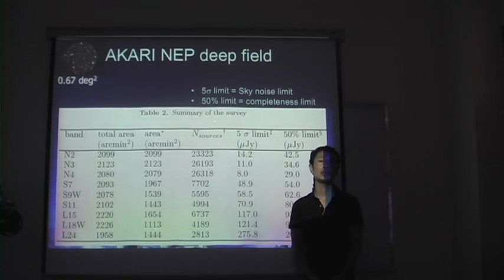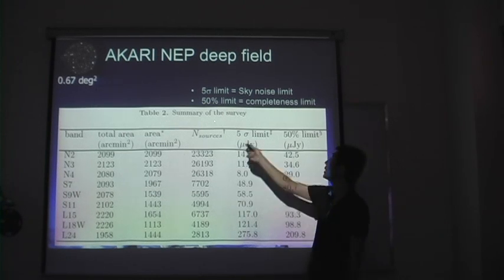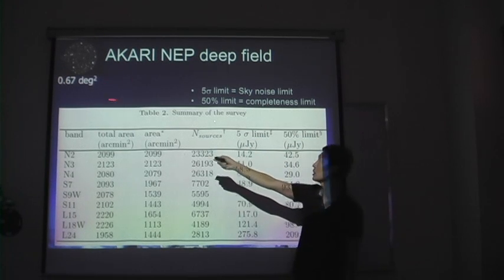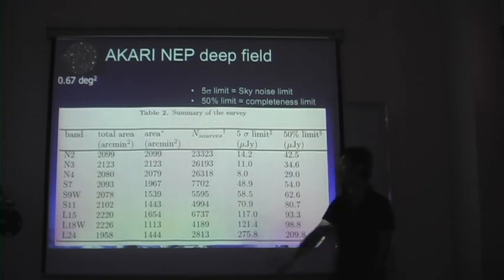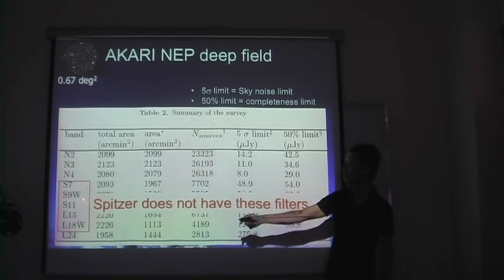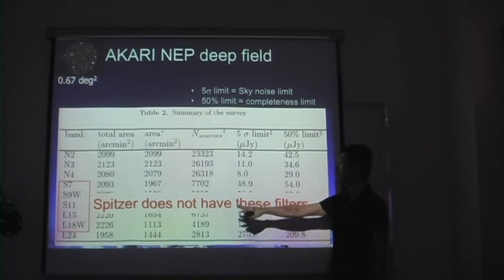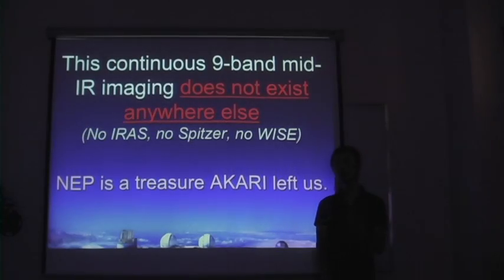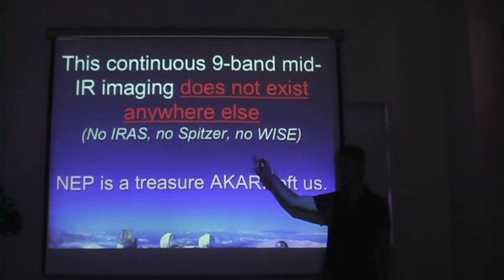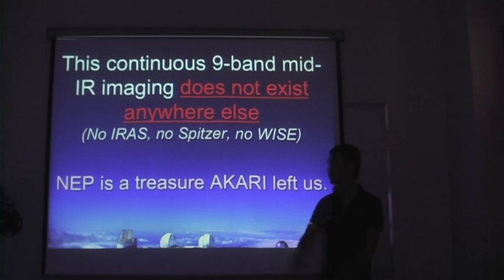So in these AKARI 9 mid-infrared bands, we did a deep survey in the NEP field. This is the AKARI data. It covers a wide area of 0.67 square degrees in 9 mid-infrared filters. Especially the 7 micron to 18 micron data, Spitzer does not have these filters. I want to emphasize this continuous 9-band deep mid-infrared imaging is very unique. It doesn't exist anywhere else. So the AKARI NEP deep field is a treasure AKARI left for us.